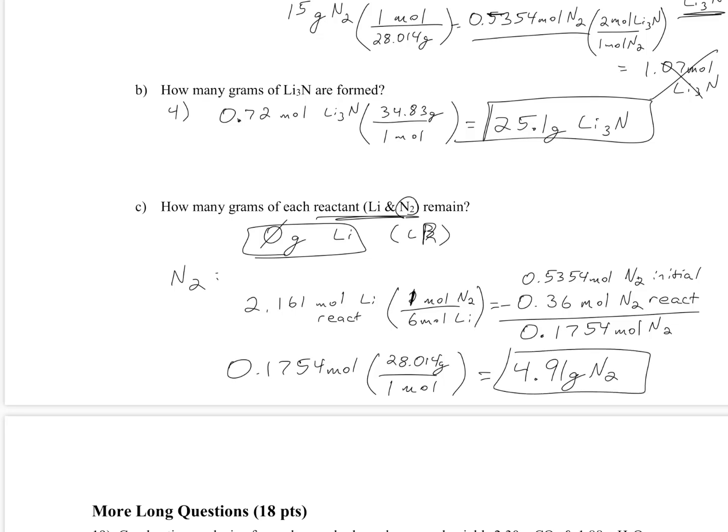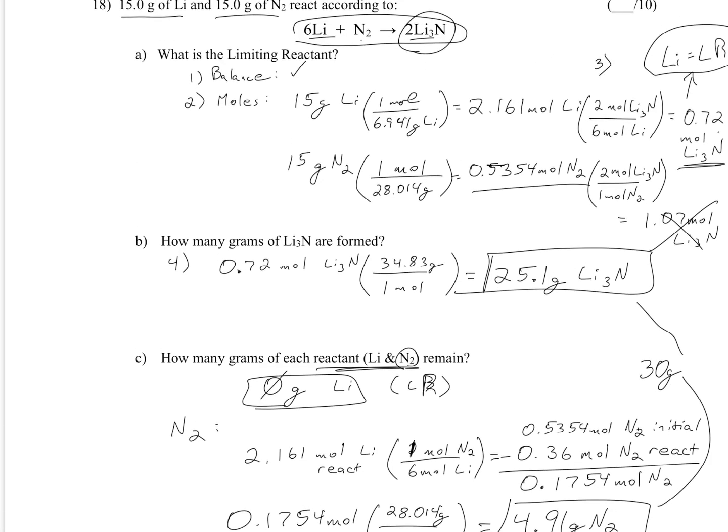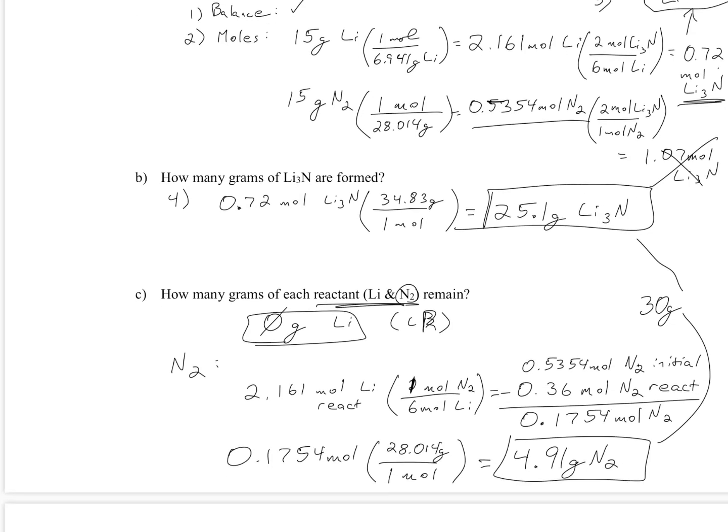And I could do a quick check and say, well, if I add all these up, 25.1 plus 0 plus 4.9, that gives me 30 grams. I started off with 15 grams and 15 grams, so I had 30 grams to begin with. So 30 grams goes to 30 grams. Great.